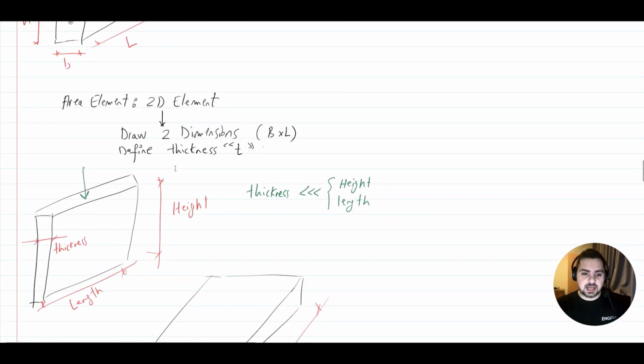Now, for an area element, it's kind of the opposite of what we do in a 1D model. We have our length and our height that are close or similar in dimensions. So we draw them, and using SAFE or using our software, we will define our thickness. So this is how we approach 2D elements.